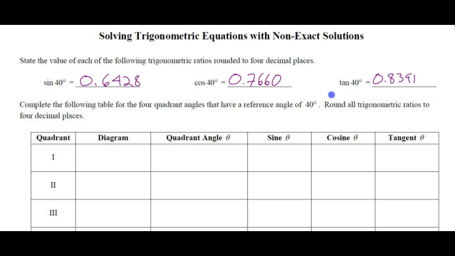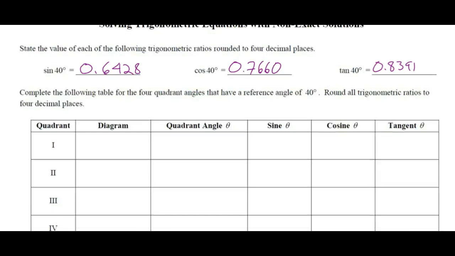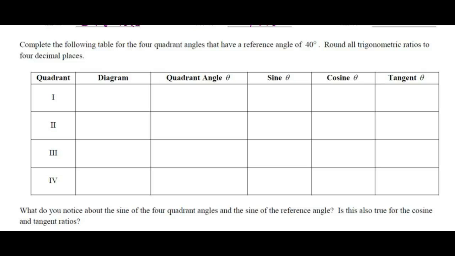All right, complete the following table for the 4 quadrant angles that have a reference angle of 40. Round all trig ratios to 4 decimal places. So draw a diagram with a reference angle of 40 degrees. Now remember, this is the important stuff: reference angles, the CAST rule, all of that. Okay, there's my 40 degrees.